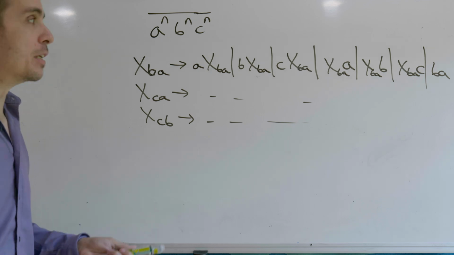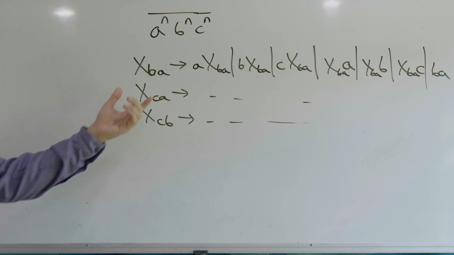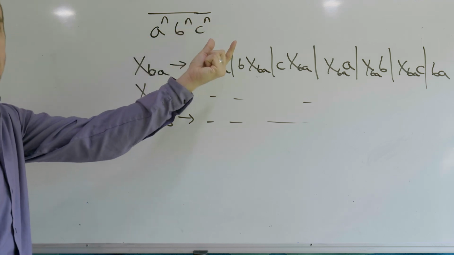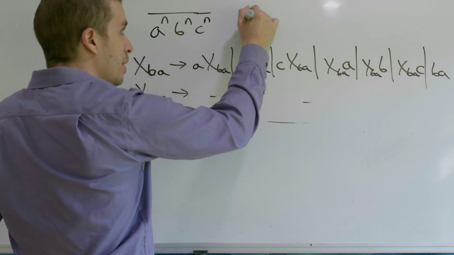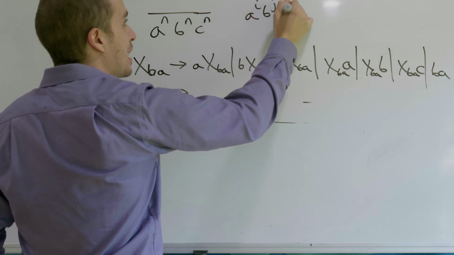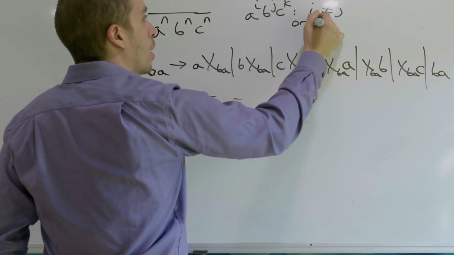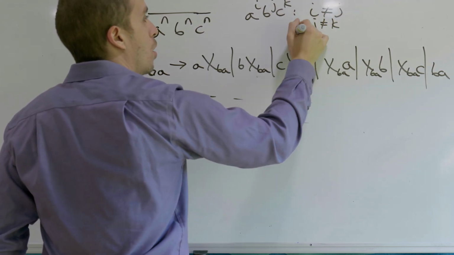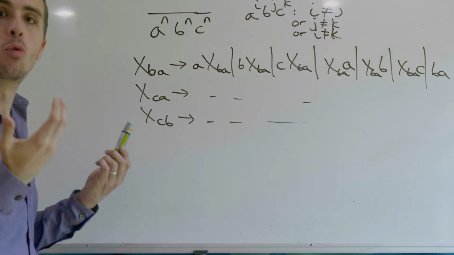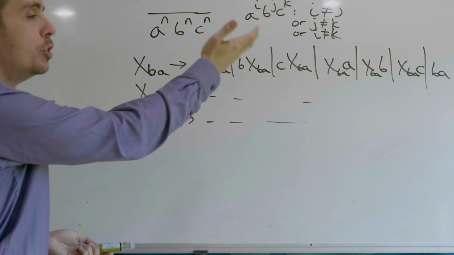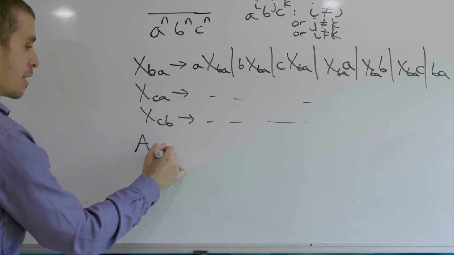Well, the other way that a string could be not of this form is if it doesn't fit one of these buckets: it must have A's before B's before C's, but one of the counts is off. So it either is the case that we have A to the I, B to the J, C to the K, where I is not equal to J, or J is not equal to K, or I is not equal to K. So let's handle one of them, and in principle, we could do the other two. So let's call it A sub I not equal to J.